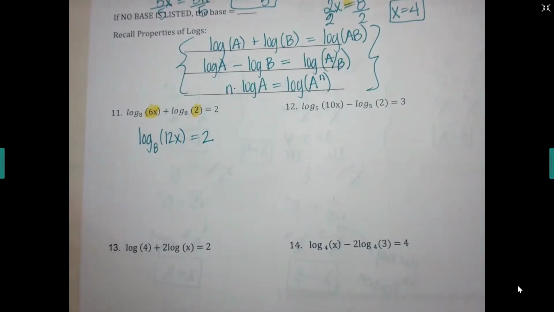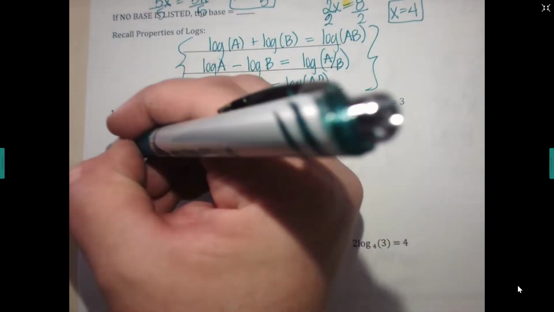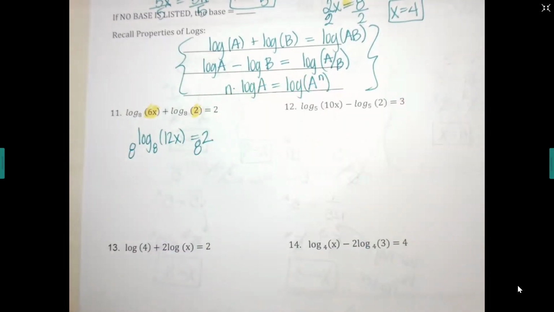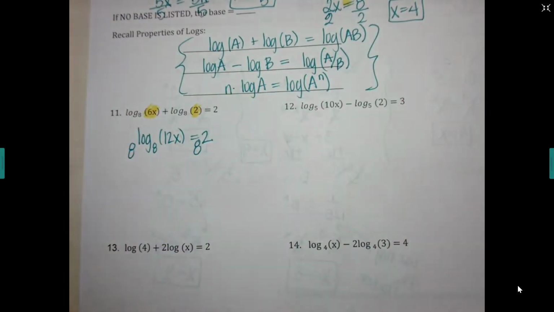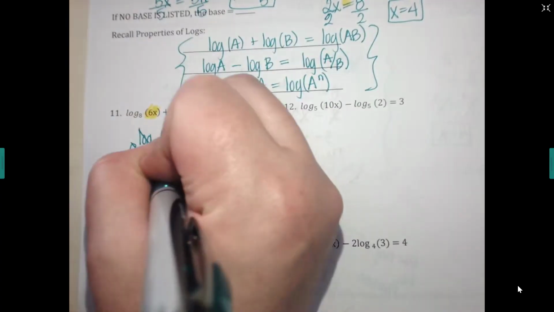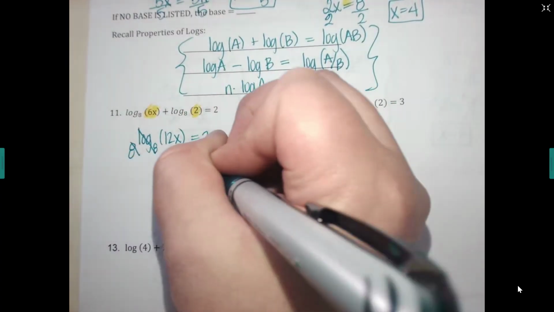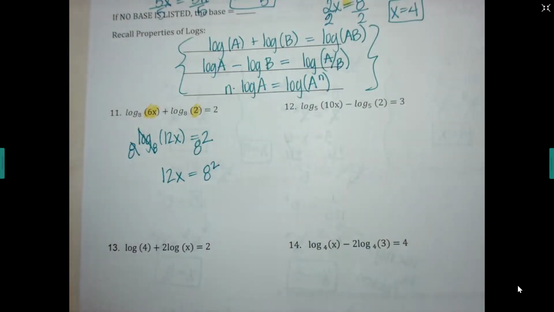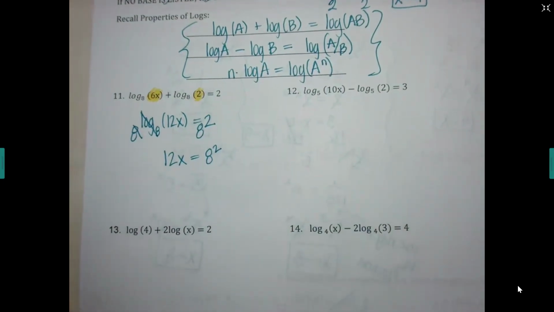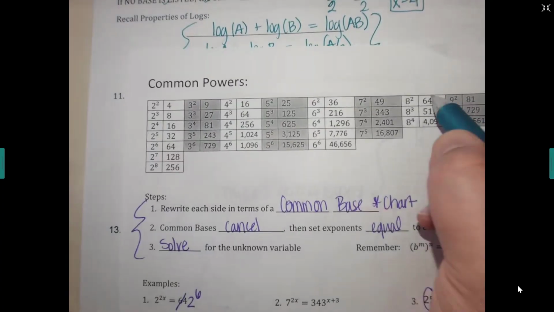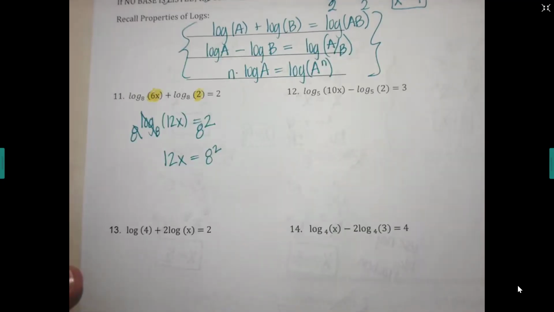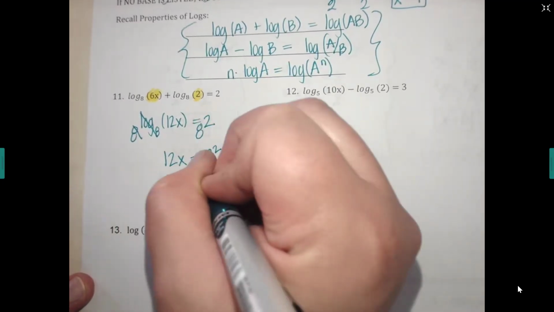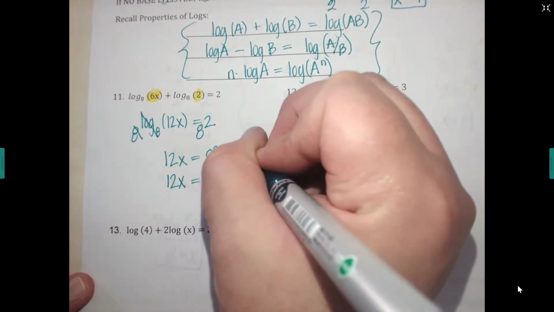So how do I get rid of a log little 8? Big 8. Okay, good. Then my big 8 and my log little 8 cross out. I just keep the 12x. And then when I notice that my 12x is regular size, I want to turn my 8 squared back into a regular number. 64. You can look it up in your chart or just type it into the calculator. Either one of those is fine. So 8 squared here is 64. So I have 12x equals 64. We use the chart for that.